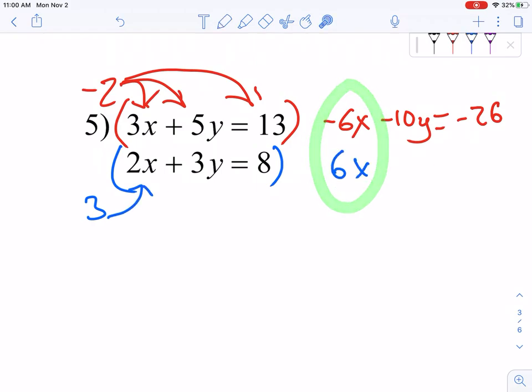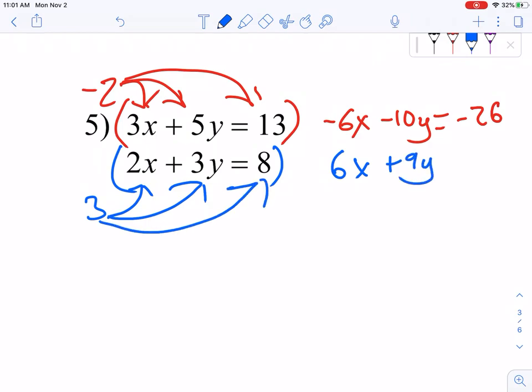Notice that I've created opposites. If I hadn't used a negative here, I would have positive 6x and positive 6x, and those would not eliminate. They wouldn't cancel each other out. So I needed to multiply negative, and either the top or the bottom would have worked. I picked the top. 3 times 3y is 9y, and 3 times 8 is 24.